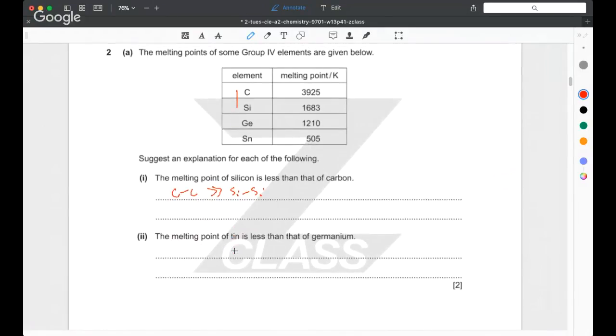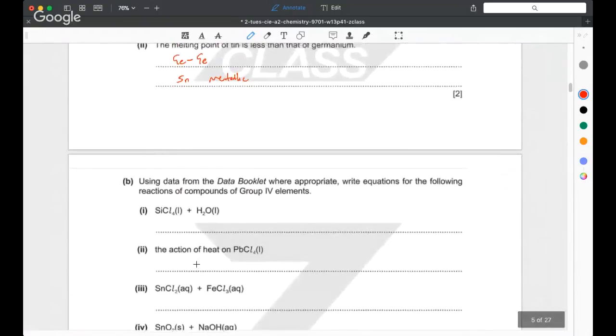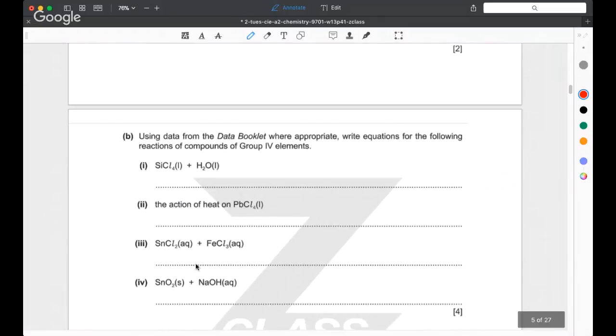Then a little bit more complicated comparing tin and germanium here. Germanium in the solid has a giant covalent structure. These are covalent bonds. But tin, of course, is a metal, and so that has metallic bonding. And because the melting point of germanium is greater than the melting point of tin, it means that the covalent bonding in this giant covalent structure of germanium is a stronger bond than the metallic bonding within the metallic tin. Okay, some more equations here, 1 mark apiece.